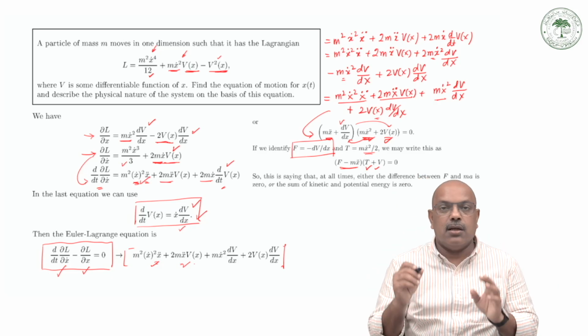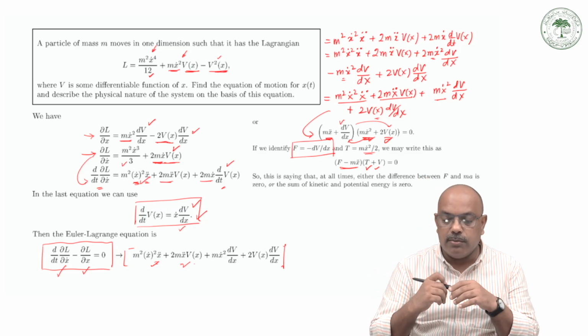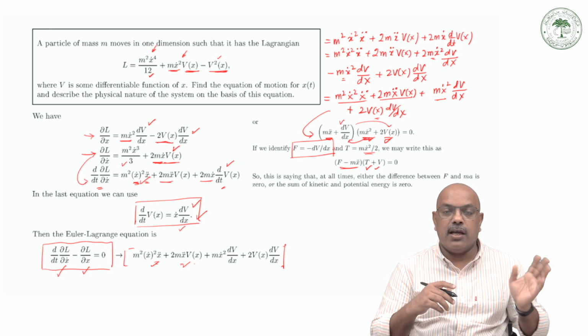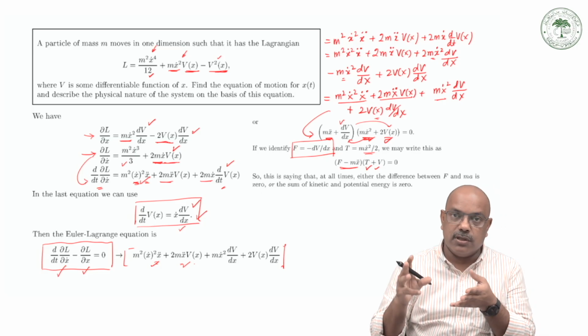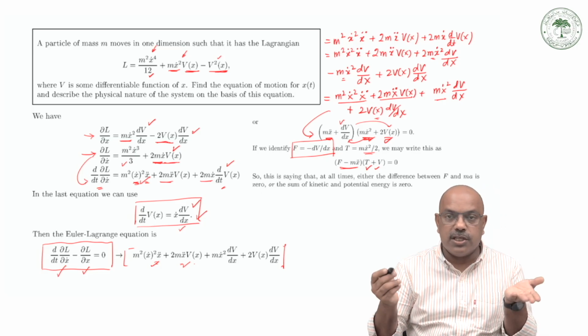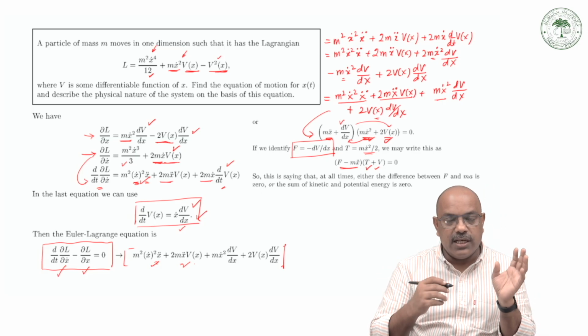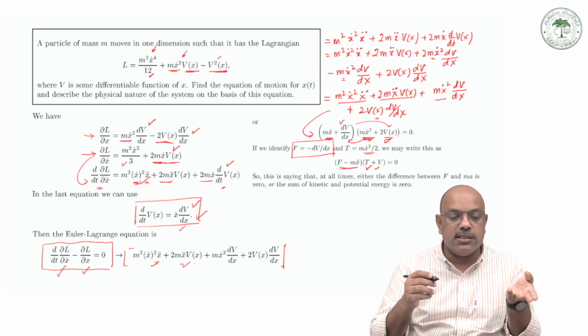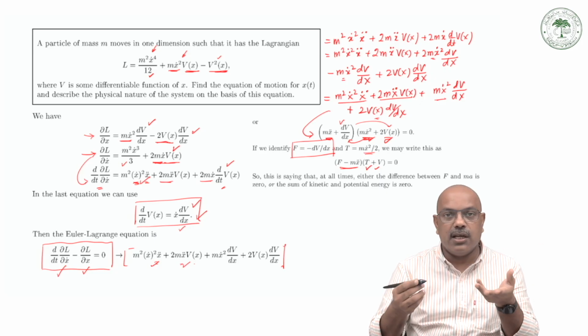So the equation of motion of this particular problem is telling you that either F is equal to, F minus m x double dot is equal to 0, either the force which you are applying is equal to the inertial forces, or T plus V equal to 0. So the sum of the kinetic energy and the potential energy is going to be 0. So the question was asked that when the particle moves in one dimension, the Lagrangian is given, and V is some differentiable function of x, the potential on which it is acting, the force which is acting. So you have to find the equation and find the physical insight into it.